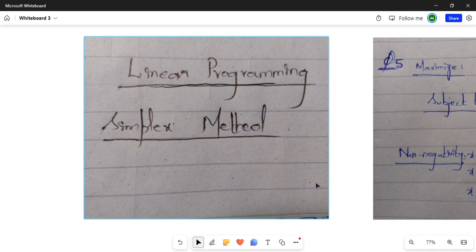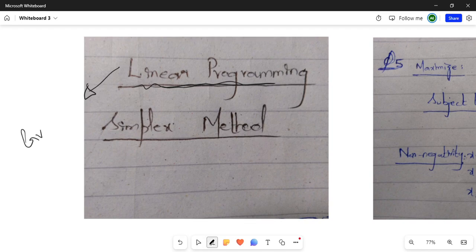Today we will solve a linear programming problem. First of all, what is linear programming? Linear programming is the branch of mathematics that deals with inequalities, that is, forming inequalities and solving them. There are two ways to solve a linear programming problem.